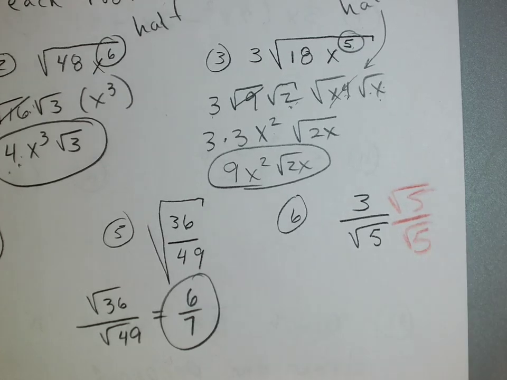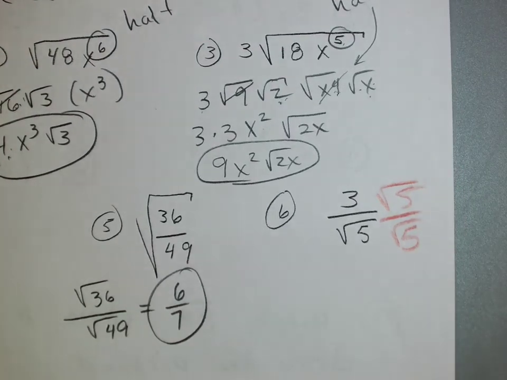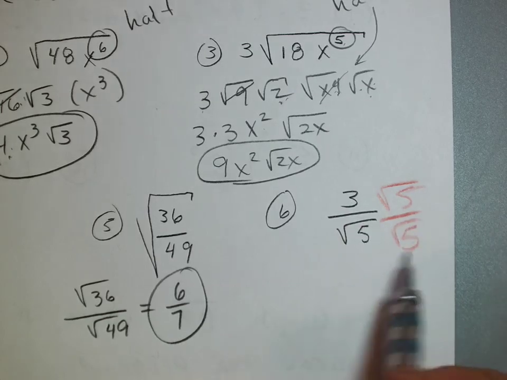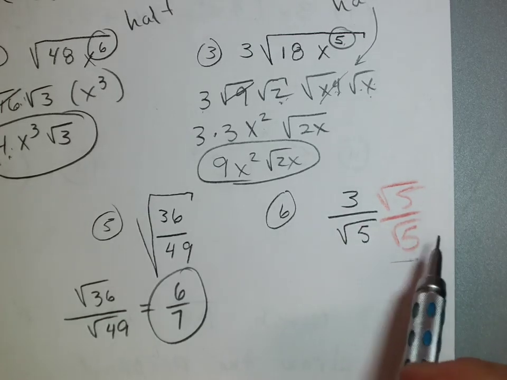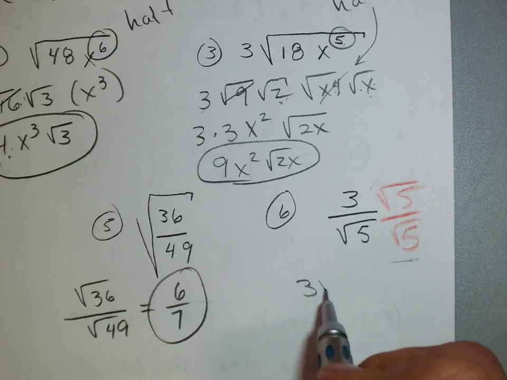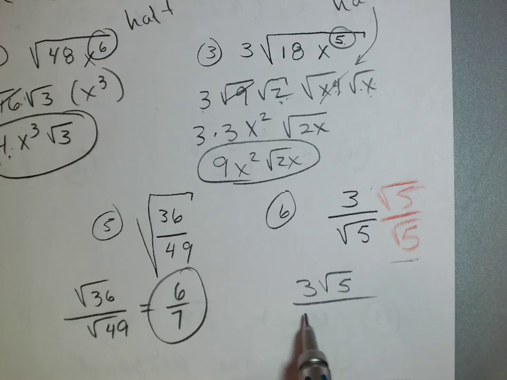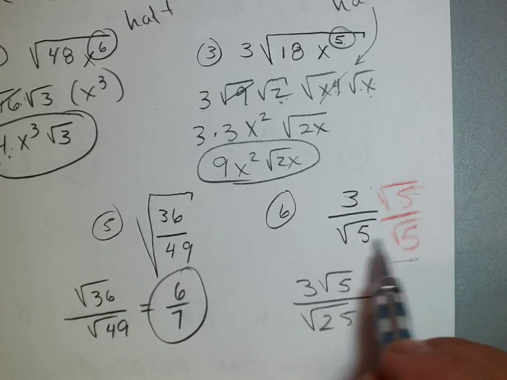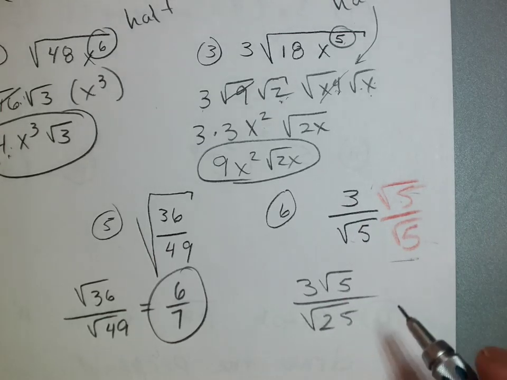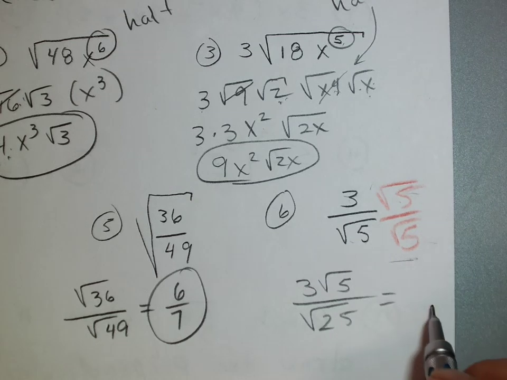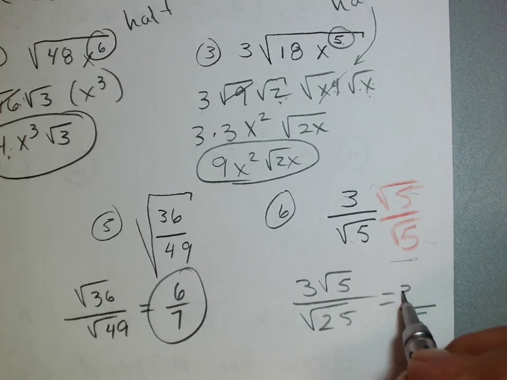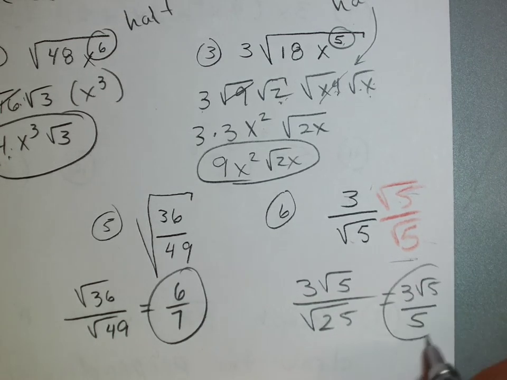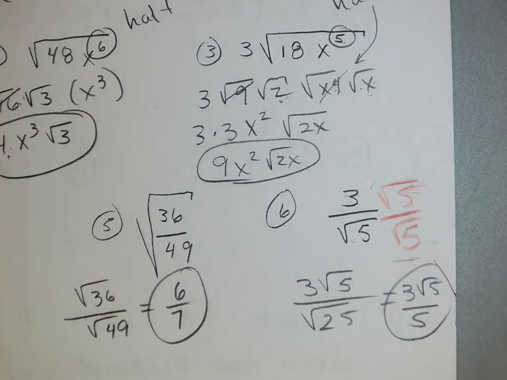Okay, the reason that helps is because on the bottom we'll get the square root of 25, which is 5. We'll get 3 square roots of 5 over the square root of 25. But the square root of 25 is plain old 5 on the bottom. So I get 3 square roots of 5 over 5. It's a dumb rule. I didn't make it, but it's a rule that you can't have a square root at the bottom.